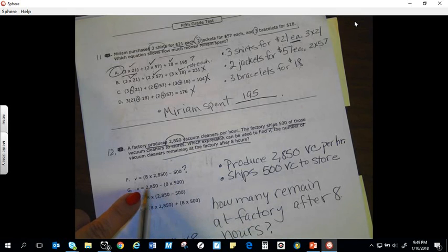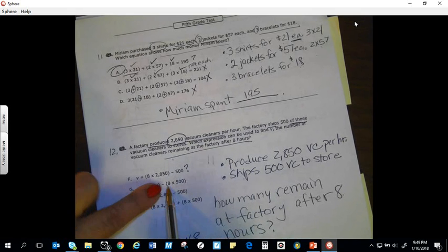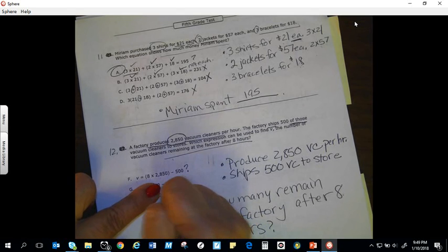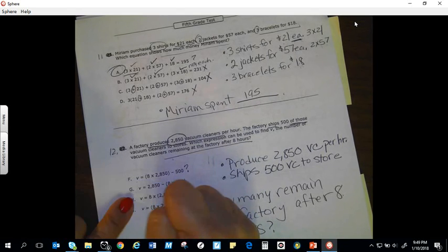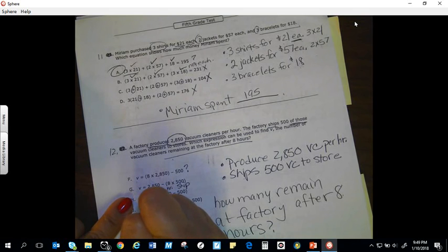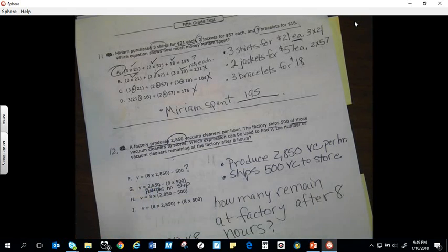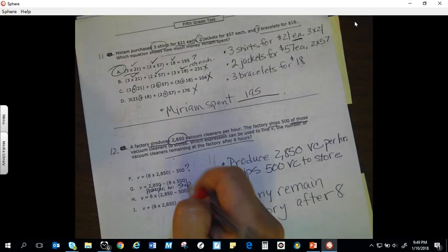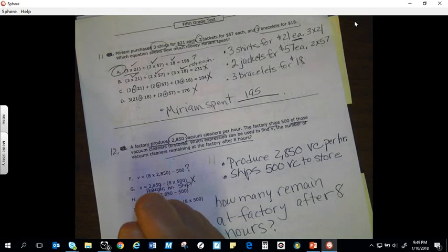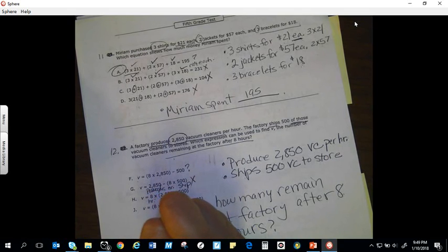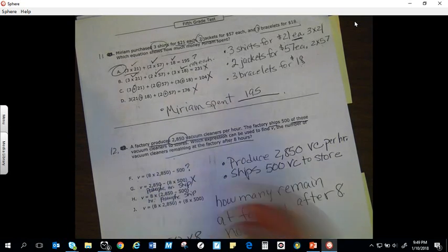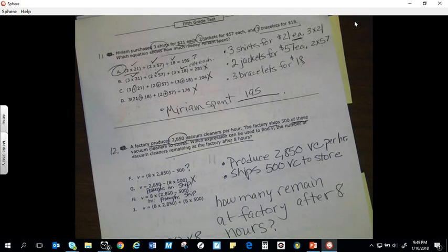Now I have 2,850 minus, okay, so here is hour. 500, that's what they ship. This is what they produce per hour. I'm going to put a slash because that means per. Well, that doesn't make any sense at all, so I'm going to cross that out. 8 is the hour times, this is what they produce, per hour, and this is how much they ship. Am I going to take out 500 of what they produce an hour and then multiply it by 8?